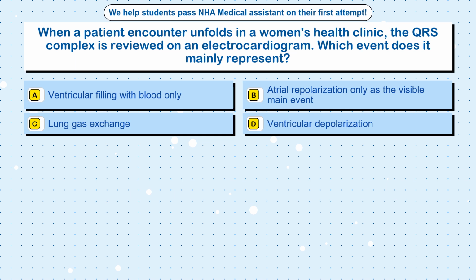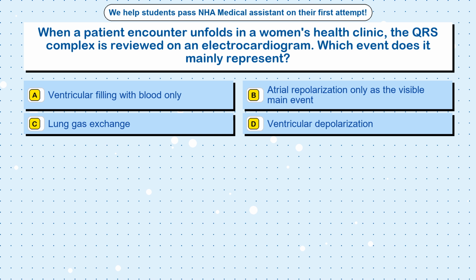Question 1. When a patient encounter unfolds in a women's health clinic, the QRS complex is reviewed on an electrocardiogram. Which event does it mainly represent? Option A, ventricular filling with blood only. Option B, atrial repolarization only as the visible main event. Option C, a lung gas exchange.